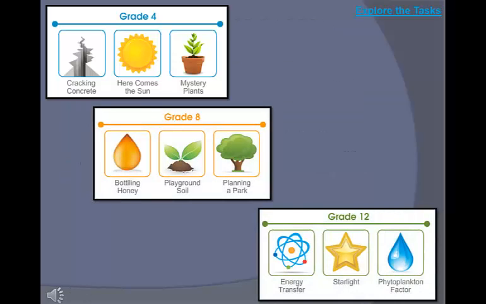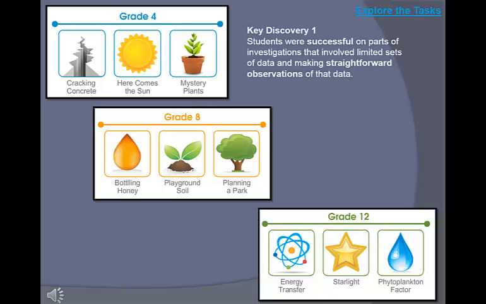3 different sets of tasks were administered at grades 4, 8, and 12. Students' performance on hands-on and interactive computer tests indicated several key discoveries across grade levels. This interactive feature shows some examples of student skills across those grade levels. Key Discovery 1: at grade 4, students were successful on parts of the investigations that involved limited sets of data and making straightforward observations of that data.